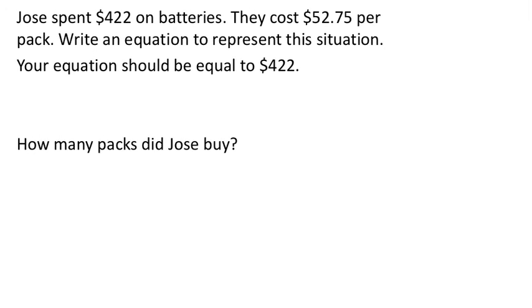But Jose spent $422 on batteries. They cost $52.75 per pack. Now, we don't know what kind of batteries these are. Maybe there's some special kind. Whatever. Write an equation to represent this situation. Your equation should be equal to $422. So, the $422, that's how much Jose actually spent on this. So, it's okay to say what's going to equal 422.